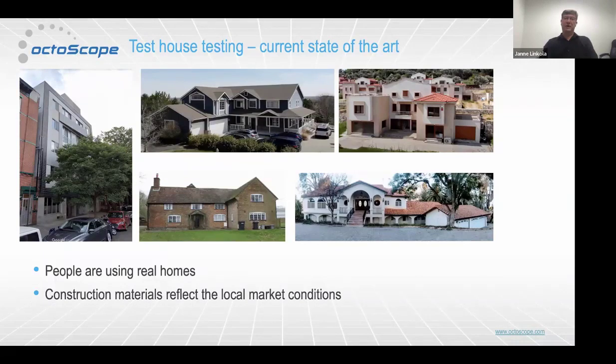And that's kind of understandable if you think about it, right? If in your local market buildings are mostly made out of brick or concrete, then why would you go and test in a wood frame building? It doesn't really make a lot of sense. It makes sense for the test house to reflect the local construction practices.